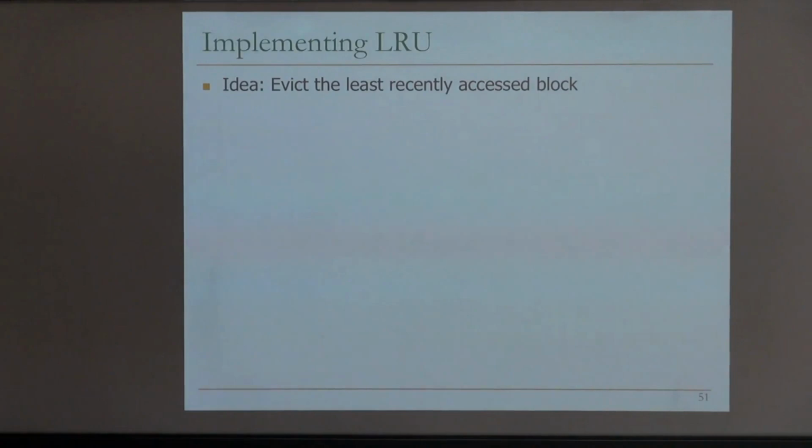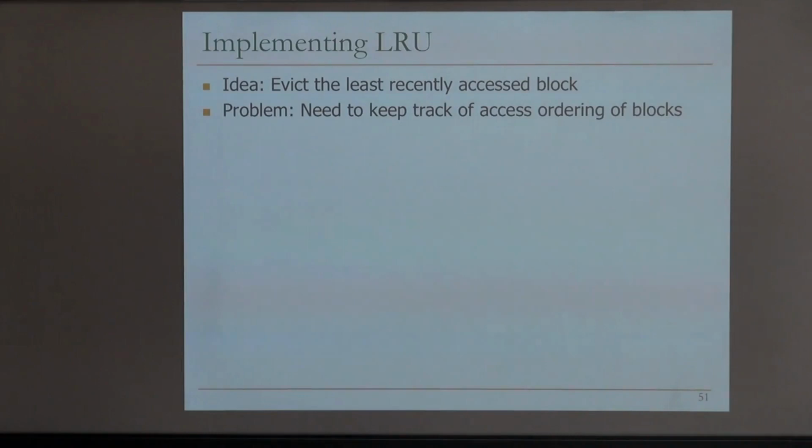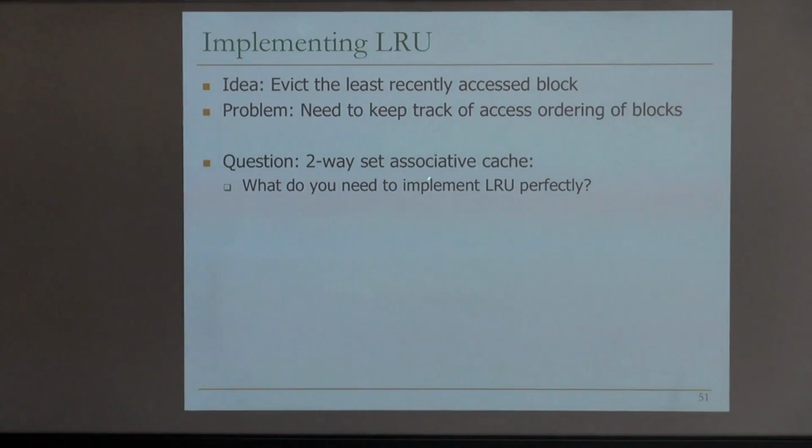Let's talk about LRU. LRU has been the most commonly used, and many variants of LRU have been used. This is evicting the least recently accessed block, least recently used. The problem here is you need to keep track of access ordering of blocks. It's really an ordering. For example, in a two-way associative cache, what do you need to implement LRU perfectly? What is the minimum hardware cost if it's two-way associative? Basically, you want to keep track of which one is the least recently used, which means that you just need one bit, right? Either way zero or way one. One bit per tag store. One bit per set, actually. Not one bit per tag store entry, one bit per set.